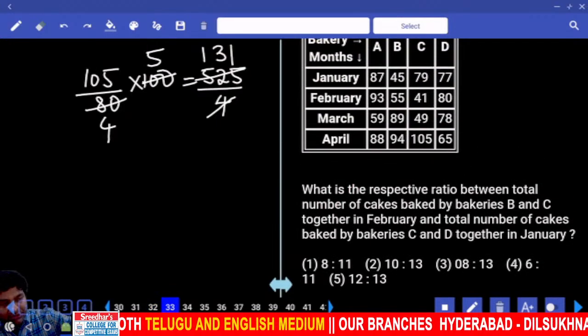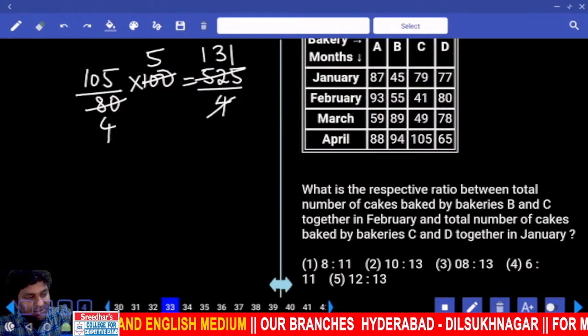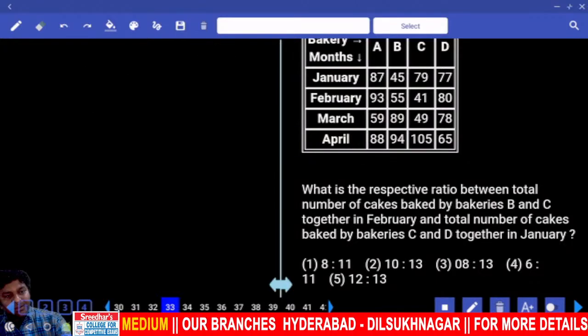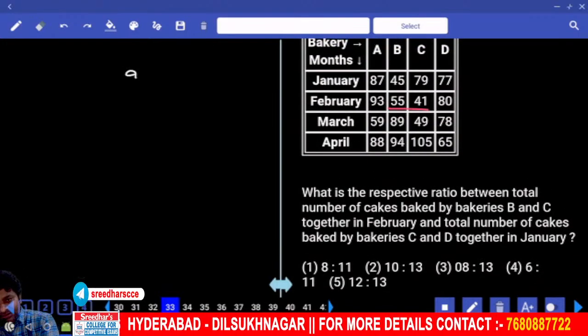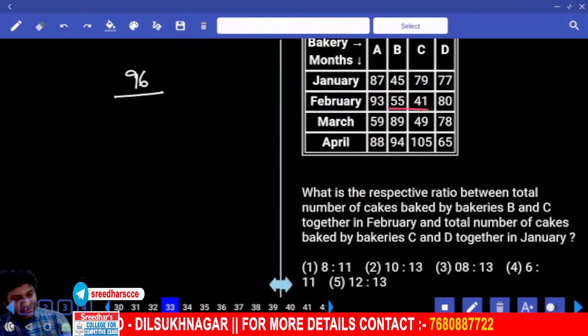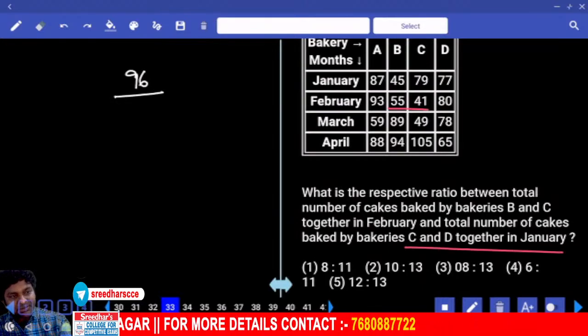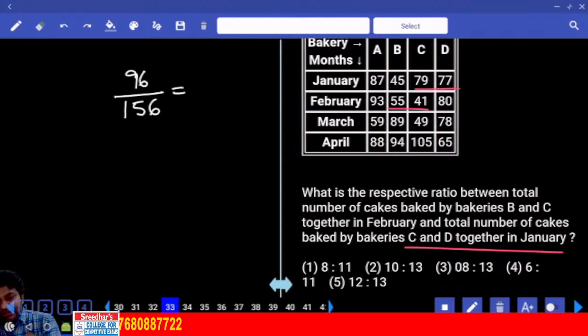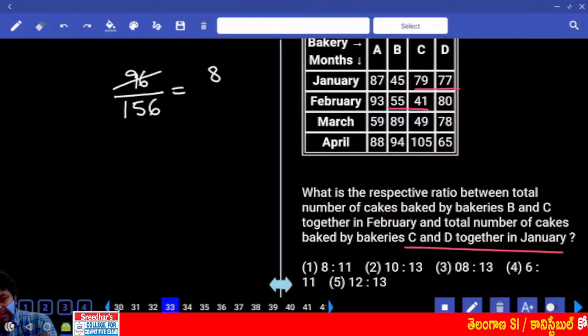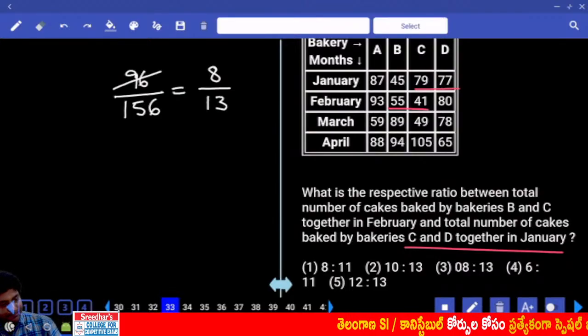What is the respective ratio between total number of cakes baked by bakeries B, C together in February? B, C together in February. 96. CD together in January. 156. Cancellation with both are 3 multiples and also 4 multiples. 12. 8 times. 12 ones. 3 times.